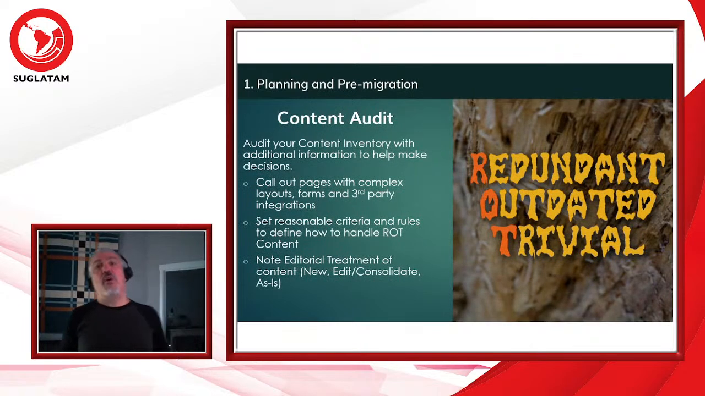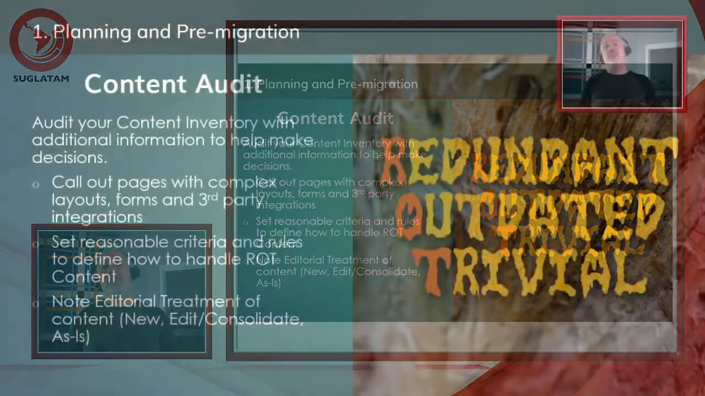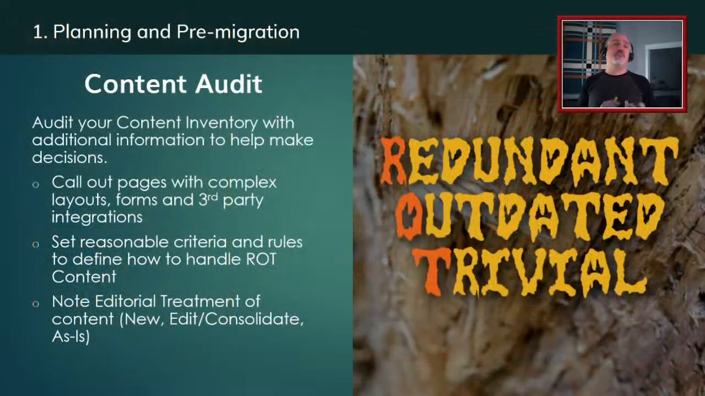And then continue into your audit by identifying pages with complex layouts, forms, and third-party integrations that might take longer to author or require more dev effort to build. If you set up reasonable criteria and rules, you can define how to handle your ROT content, and that's redundant, outdated, and trivial. For example, the last 3 years of press releases will get moved as is, and then we just get rid of the rest and don't migrate them because we don't need them.